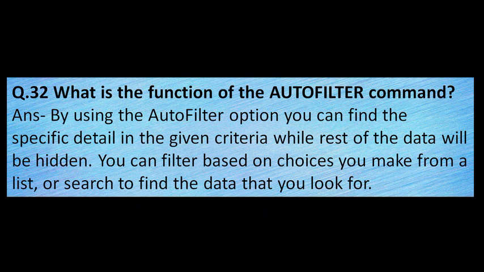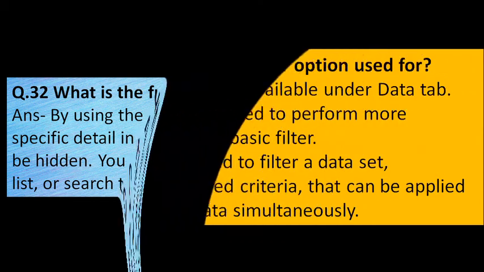Question number 32. What is the function of the autofilter command? By using the autofilter option, you can find the specific detail in the given criteria, while rest of the data will be hidden. Now you can filter based on choices you make from a list, or search to find the data that you look for.